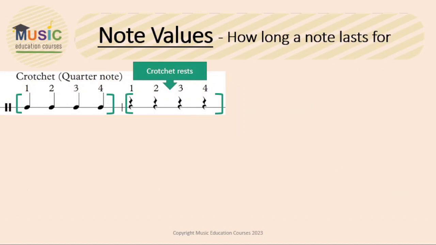Now we can see the crotchets, also known as quarter notes, because each note lasts for a quarter of a bar of 4/4. They look like minims with a hole filled in. The crotchet rest is represented by the vertical squiggly line.